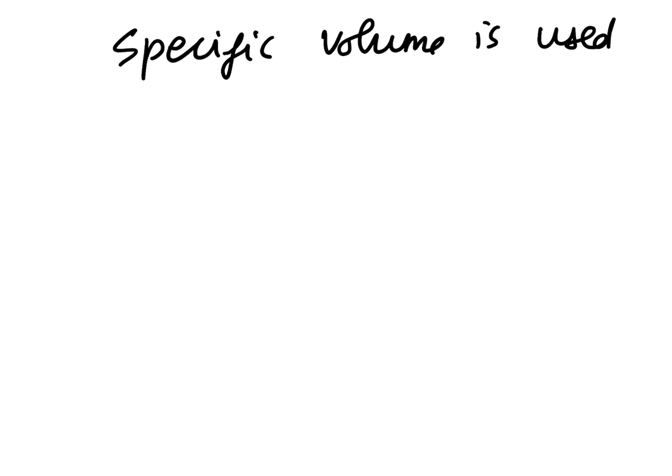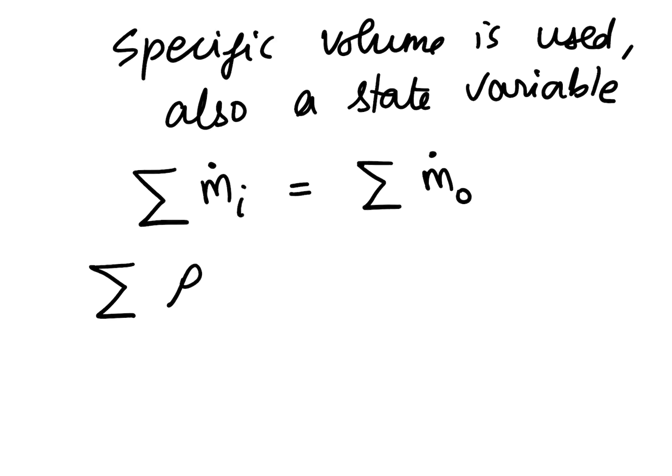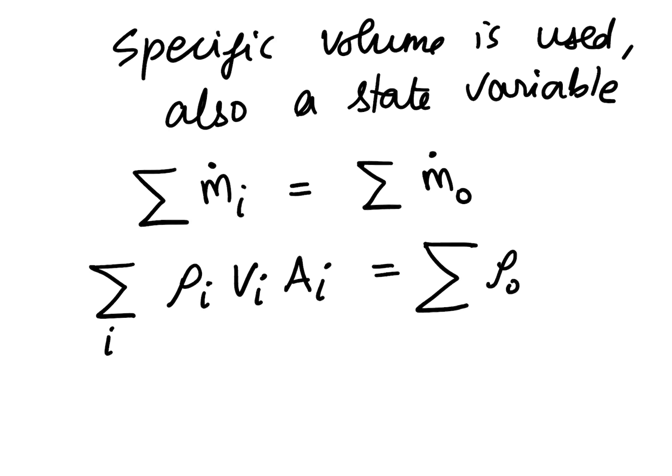Since in thermodynamics, specific volume is used because it is also a state variable, we want to state the equations of mass balance in terms of the specific volume instead of density. So what is our mass balance? Sigma m_i dot equals sigma m_o dot, or sigma rho at the inlet times the velocity at the inlet times the area at the inlet over all the inlets in that system equals summation of rho at the outlet times the velocity at the outlet times the area at the outlet over all the outlets of that system.